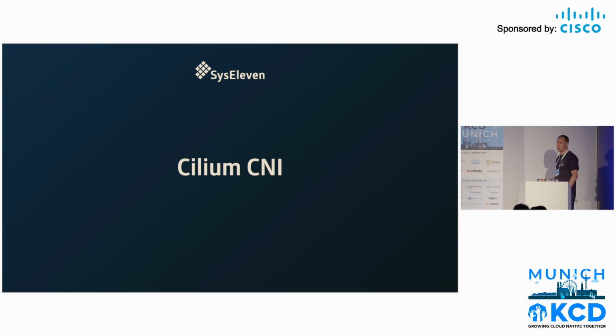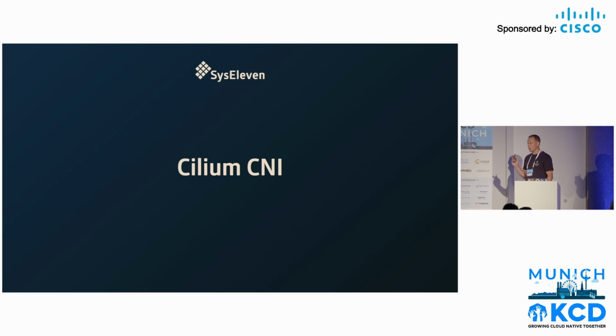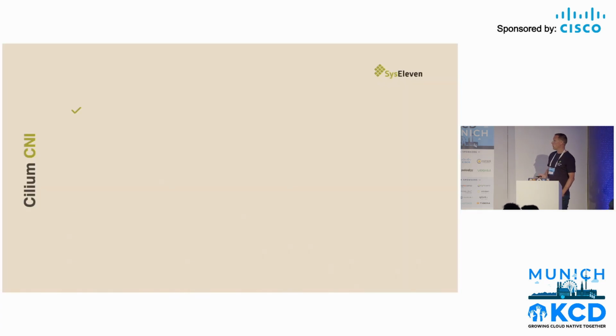Okay, next up is Cilium CNI. As I mentioned earlier, this is only one possible way to solve this problem, and I'll tell you why I'm using this. So Cilium CNI, number one, gives you eBPF, which is the extended Berkeley Packet Filter, which allows you basically to inject microcode into a running kernel and do loads of things with it.